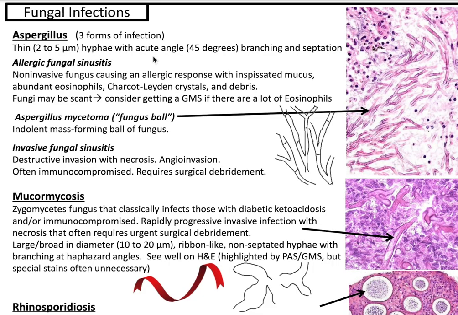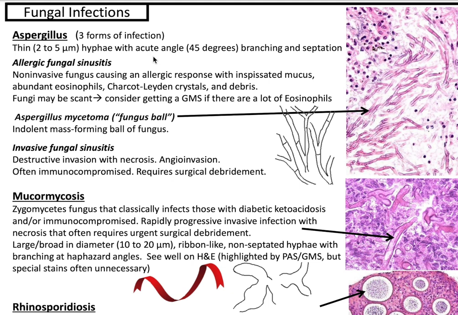Let's talk about fungal infections. There's Aspergillus, which has 3 forms of infection. These have thin hyphae, 2 to 5 micrometers, and just for reference, a red blood cell is 7 micrometers. Hyphae with acute angles, 45 degrees, branching and septation.